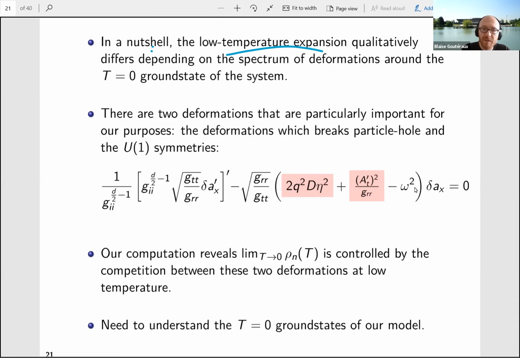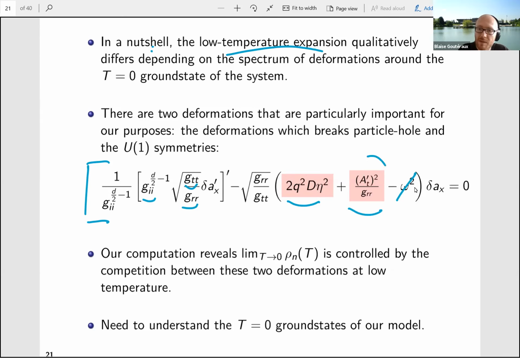To be a bit more precise, there are two deformations that are particularly important for our purposes, and you can see them in this equation. This is the delta A_x equation, which I've rewritten in order to show the spatial background metric, the time component of the background metric, and the radial component of the background metric. Primes are derivatives with respect to the r coordinate. Frequency we can set to 0. Then you can see that there are two mass terms.